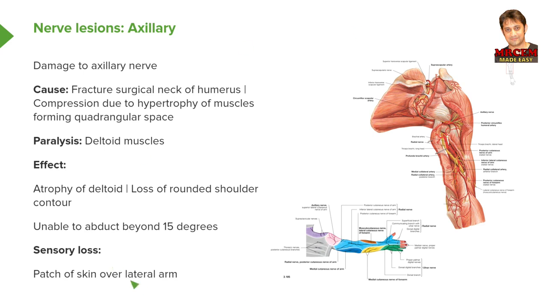You'd also have sensory loss over a patch of skin on the lateral arm, which we can see here. This little patch of skin over the lateral aspect of the arm, shoulder region, is due to the cutaneous branches coming from the axillary nerve. And here we can see that they would be damaged. So you'd have loss of sensory distribution from this region.